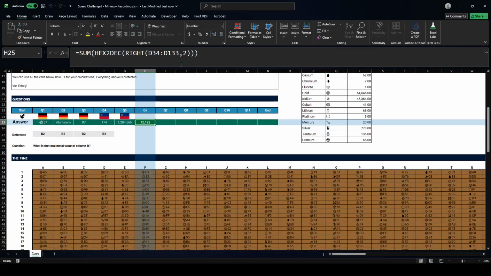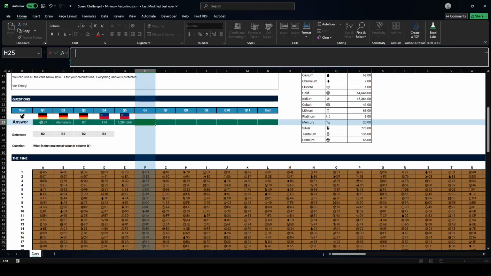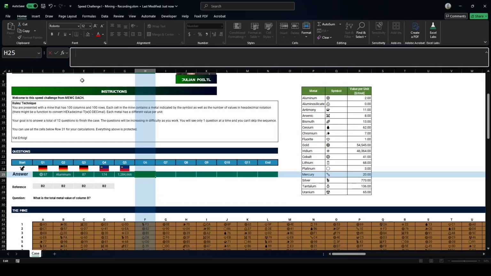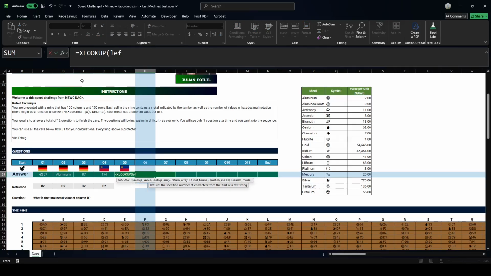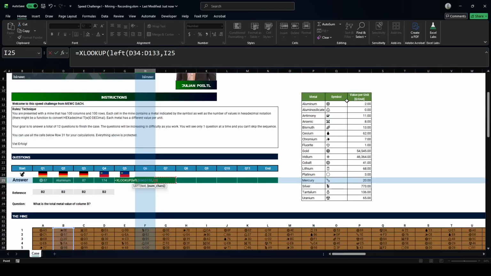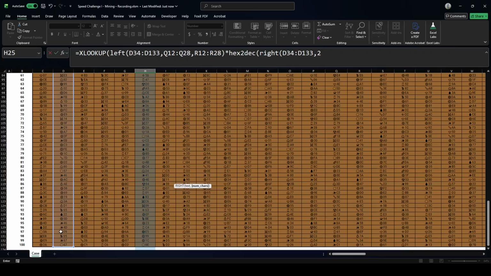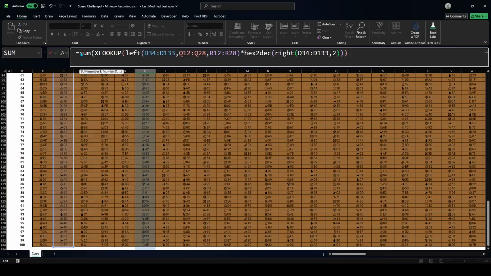No? Total metal, oh my goodness. Okay, total metal value. Right. Okay, so XLOOKUP left of everything in B, there in this table. Return this table. Times HEX2DEC RIGHT all of these to 2 decimal places. Okay, and then we're going to sum all of those together.